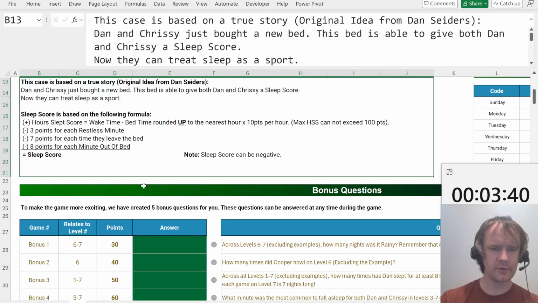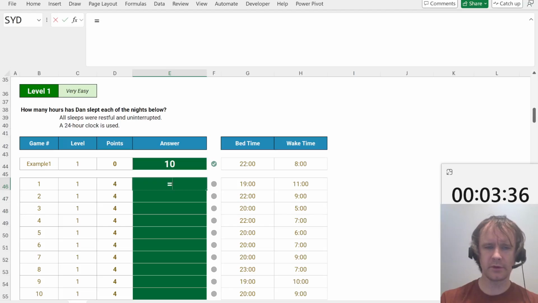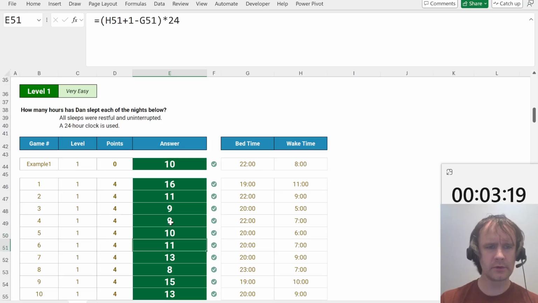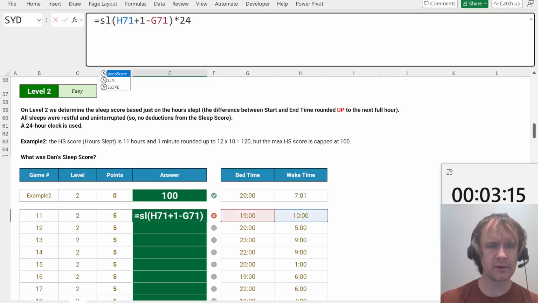Okay, so now this is bedtime, wake time. So I want to say sleep score. Sorry, no, I just want to know how many hours first. So we would say this plus 1 minus that is the number of days times 24. Should be the number of hours. It is. Happy days. Level 2 is sleep score. Okay, so first we're going to take this. That'll compute the number of hours, and then we're going to sleep score that.